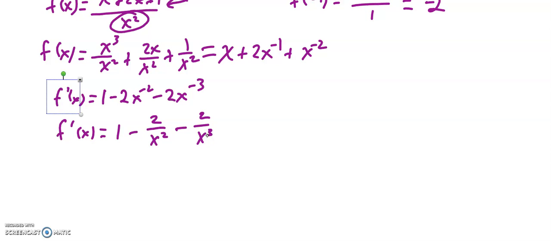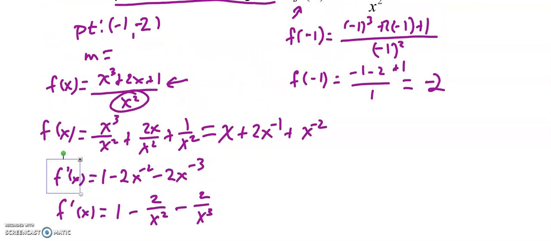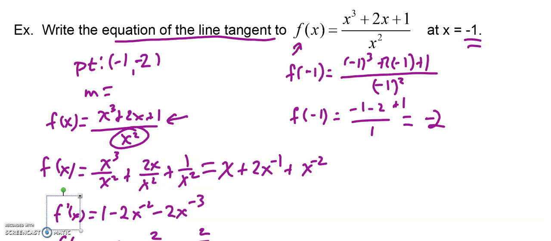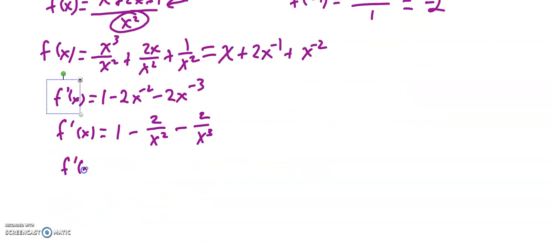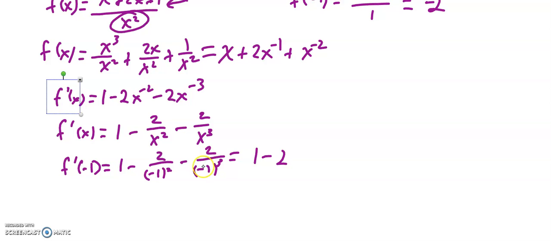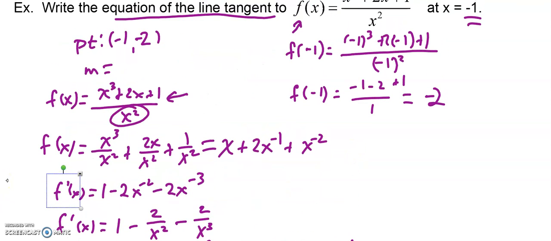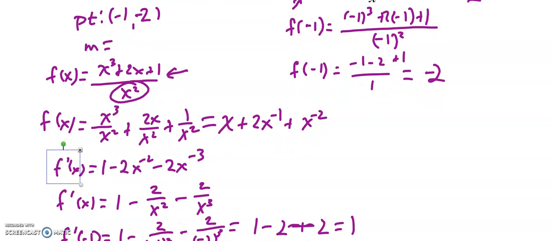And there's my derivative. Now, I want to find the slope using this equation and the x value of negative 1. So plugging in negative 1, I'm going to get f prime at negative 1 equals 1 minus 2 over negative 1 squared minus 2 over negative 1 cubed. Well, negative 1 squared is 1, so this would be minus 2. And then minus 2 over negative 1 cubed is negative 2. Well, that becomes a positive, so I get just a slope of 1. So going all the way back up, I know that when my value of x is negative 1, my slope must be 1.